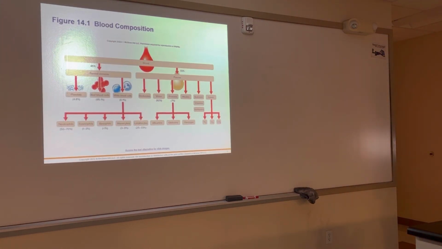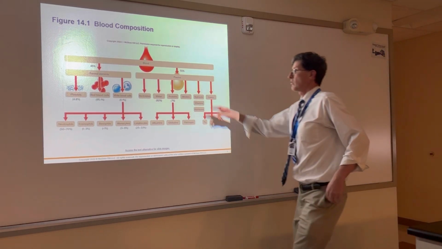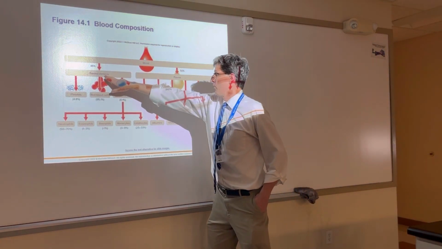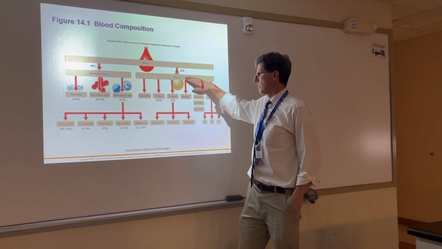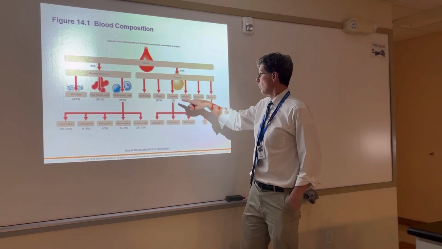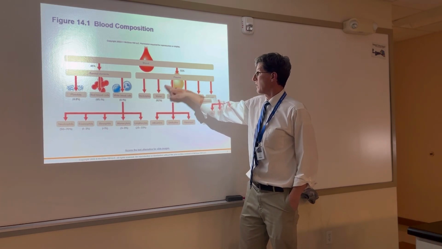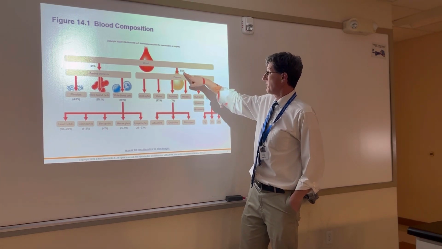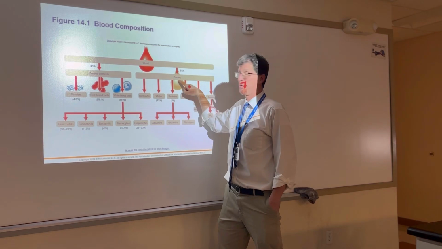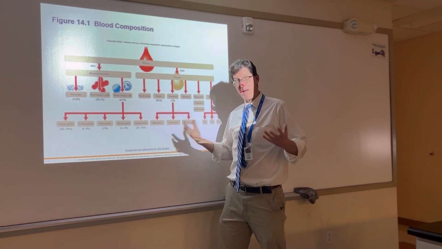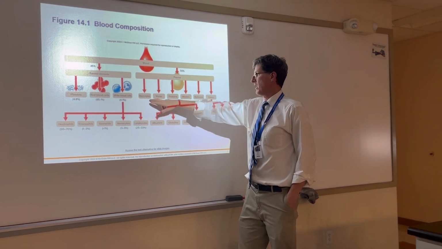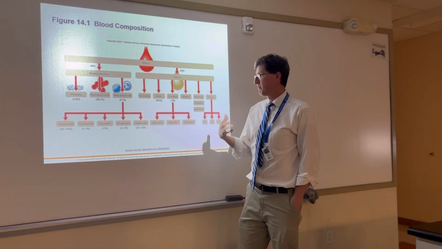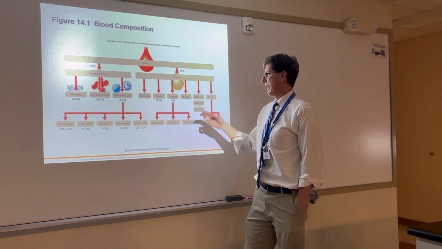If we look at this little diagram here, it shows blood. It's made up of formed elements, which are platelets, red blood cells, and white blood cells, and then the plasma. The plasma is mostly water. 92% of the plasma is water, and 55% of blood is plasma. So the main part of blood is water. That's super important. Then you have electrolytes: sodium, potassium, chloride ions, things like that.